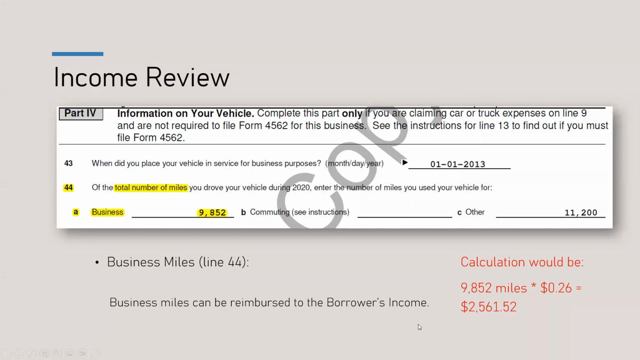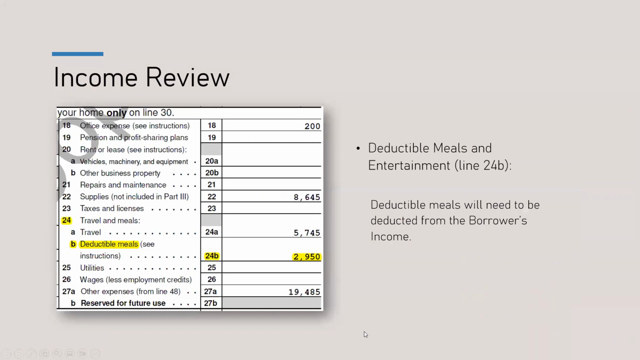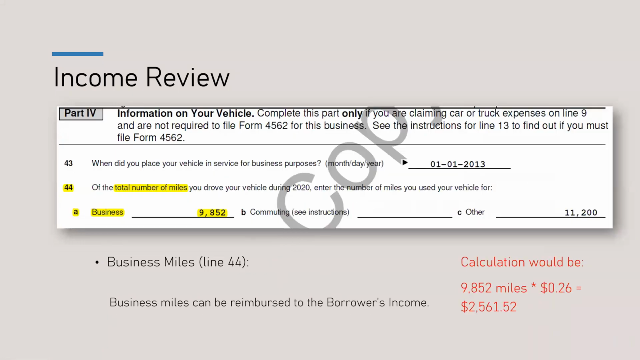The way that is calculated, you will grab the miles and multiply it by the cents, which in this case will give you an additional income of $2,561.52 per year. Again, if you have this deductible of meals of $29.50, now you have something that you can give back to the borrower as income as well. So it's always good to take a look at the entire income that your borrower has on their taxes so that you're able to accurately calculate their income.